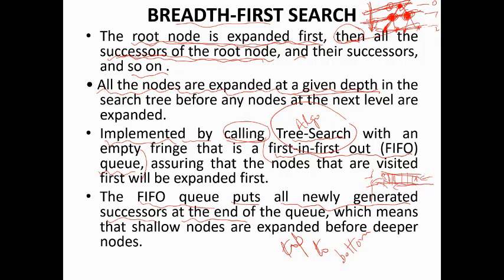The second thing is that the FIFO, first in, first out queue, puts all newly generated successors at the end of the queue. Whatever is generated later, let's say in level 3 we get other successors, will be treated at the end, later. First the parents will be treated at level 0, then their successors at level 1, then level 2, and the children will be treated at the end. This is the last level, let's say. So top to bottom.